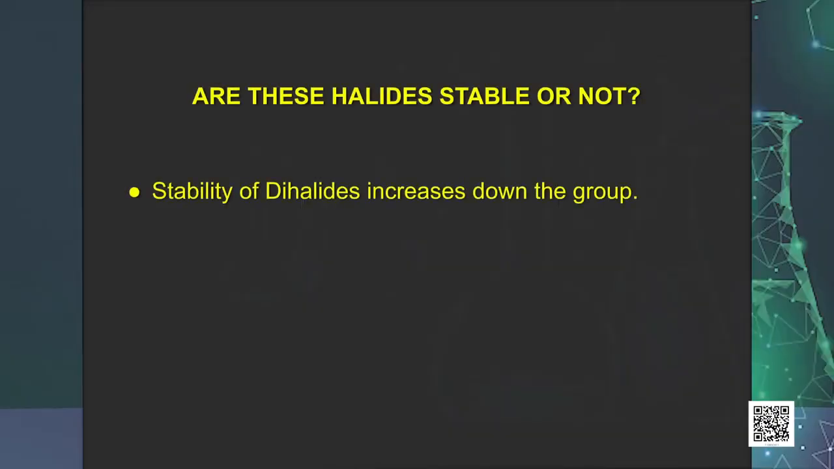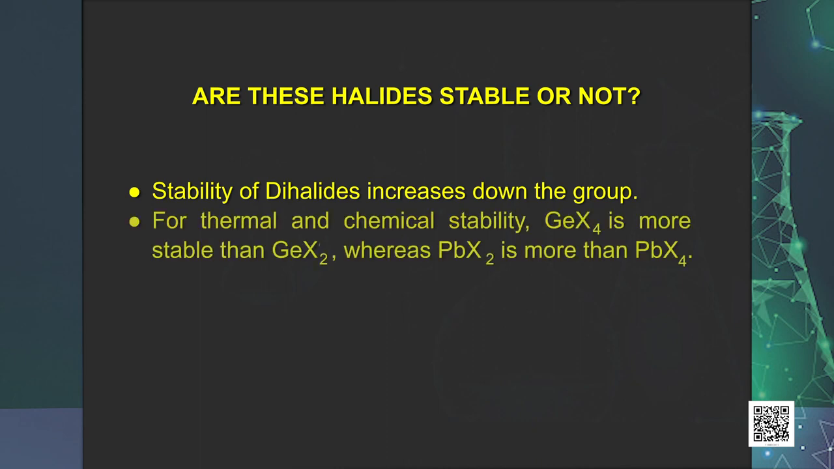You must be wondering whether even these halides are stable or not? Well, stability of dihalides increases down the group. Considering the thermal and chemical stability, GeX4 is more stable than GeX2, whereas PbX2 is more stable than PbX4. Except for tetrachlorocarbon, other tetrachlorides are easily hydrolyzed by water because the central atom can accommodate the lone pair of electrons from oxygen atom of water molecule in d orbital.